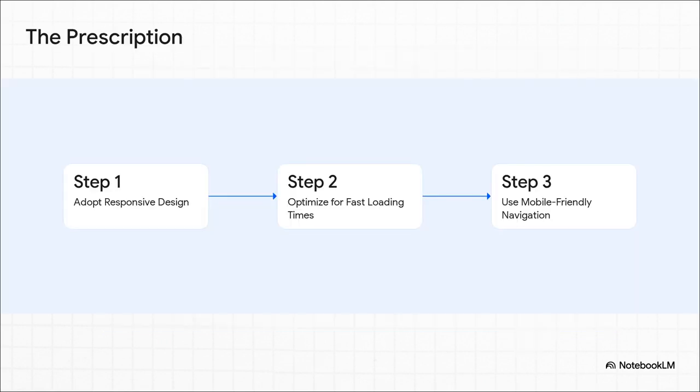The cure for this involves 3 main steps. First, use a responsive design that just automatically adapts to any screen size. Second, optimize everything for speed, because mobile users have zero patience. And finally, simplify your navigation with big, easy-to-tap buttons.